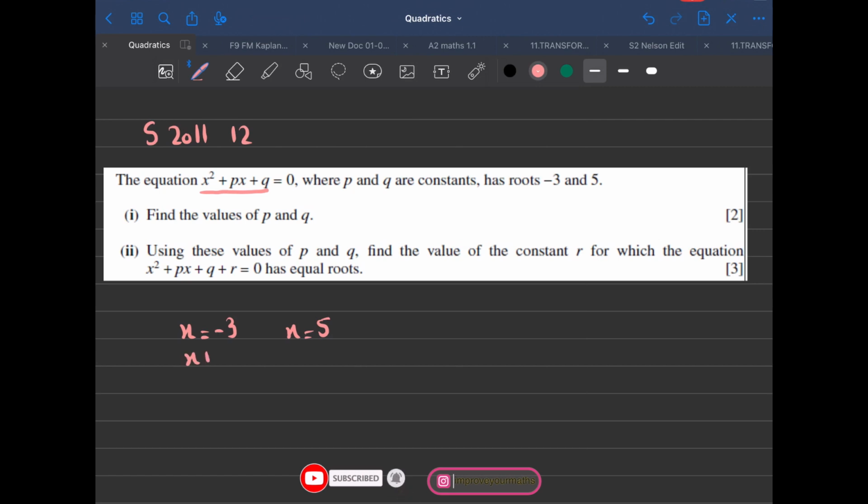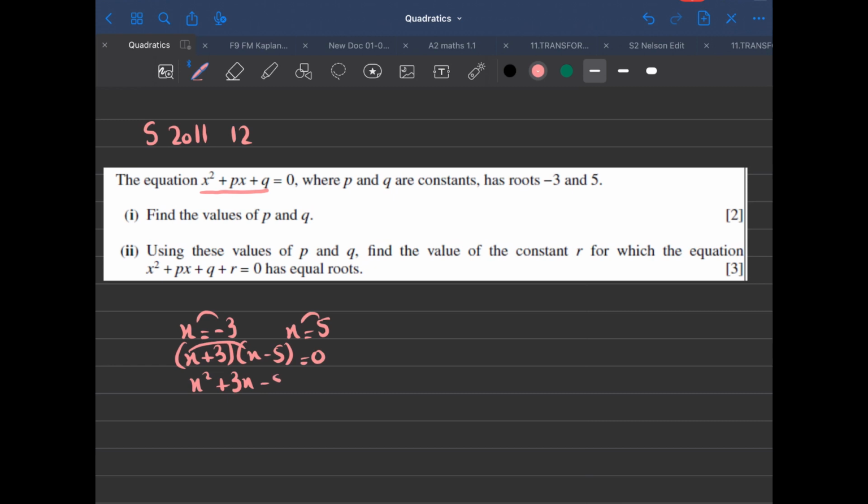One method is x plus 3 and x minus 5. You bring this here, you bring this here, equal to 0. You get this? Now let's multiply. x into x is x squared plus 3x minus 5x minus 15 is equal to 0. So I'm going to get x squared minus 2x minus 15. Got this?